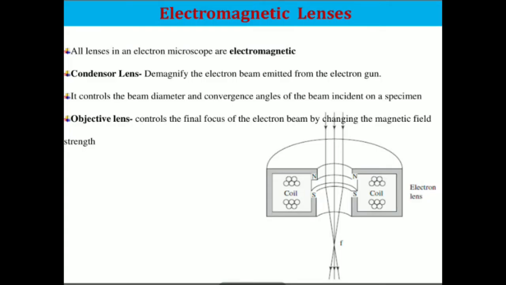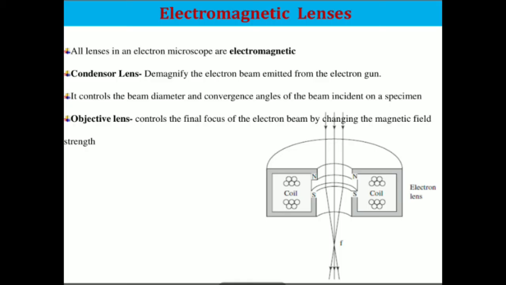All lenses in an electron microscope are electromagnetic. The TEM has three lenses: condenser lens, objective lens and intermediate lens. There are two condenser lenses to demagnify the electron beam emitted from the electron gun, and the condenser lens system controls the beam diameter and convergence angle of the beam incident on a specimen. During operation, the illumination area of a specimen and illumination intensity can be adjusted by controlling the current in the electromagnetic lens of the condenser.